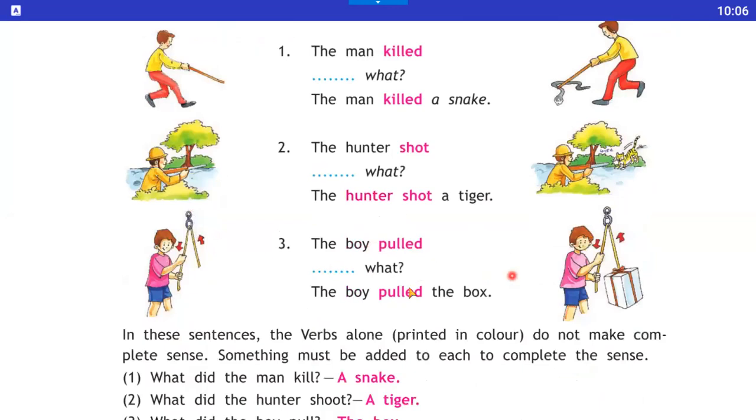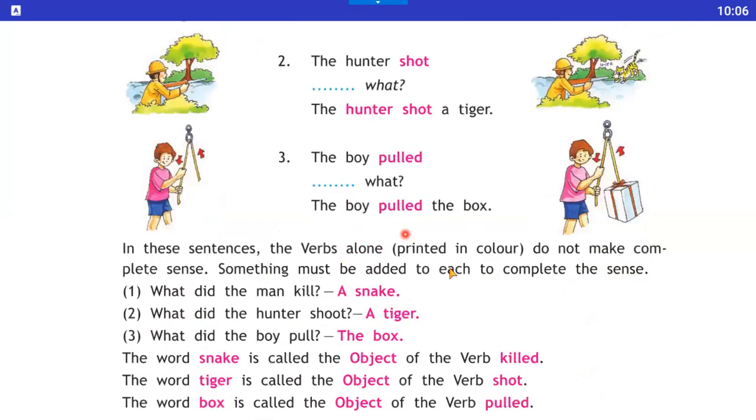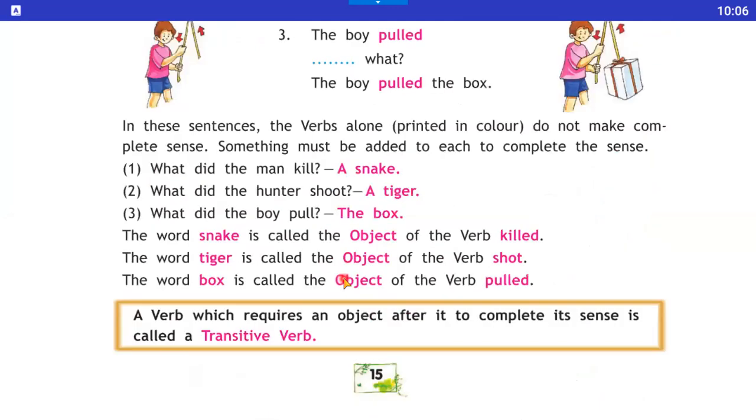Here in these sentences, the verb alone does not make a complete sentence. अगर हमने use करे as a boy pulled, तो इसमें complete sentence नहीं बना. Okay, some things must be added to each to complete the sense. Okay, student, what did the man kill? A snake. Here we get the answer a snake. So next is what did the hunter shoot? A tiger. In the third sentence, what did the boy pull?